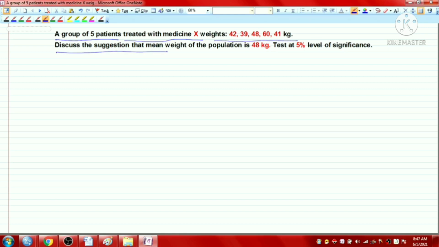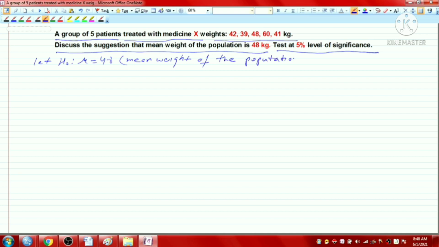Discuss the suggestion that the mean weight of the population is 48 kg. Test at 5% level of significance or 95% confidence interval. Let the null hypothesis H naught be mu equals 48 kg, meaning the population mean equals 48 kg. Mean weight of the population is 48 kg, which is our null hypothesis.